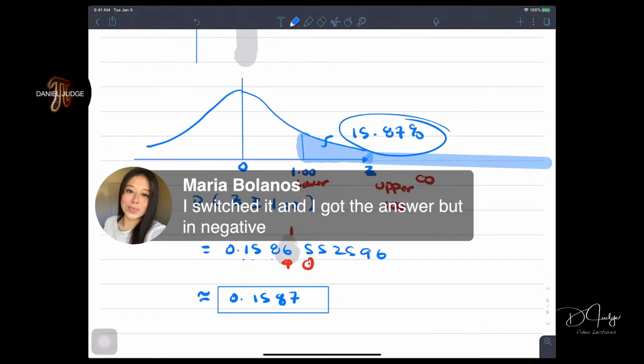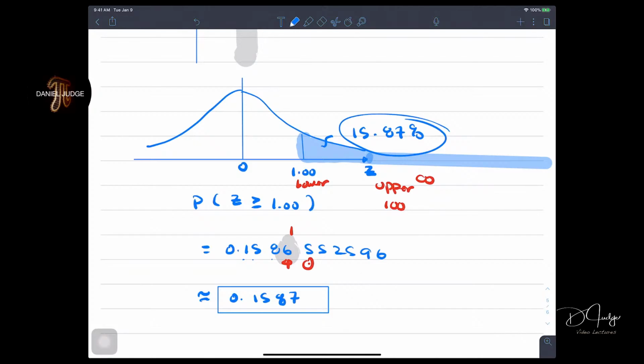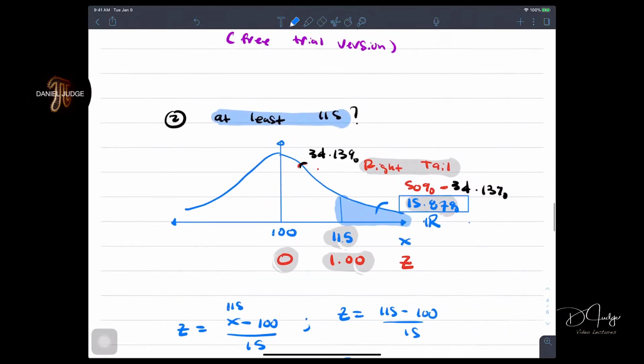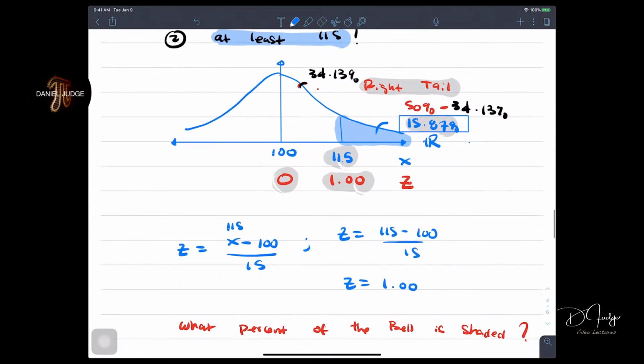Maria, you never have a negative area answer. Your answers in terms of area are never negative. So this is the percent of the population that has an IQ score above, sorry, go back to the original question, 115. Okay.